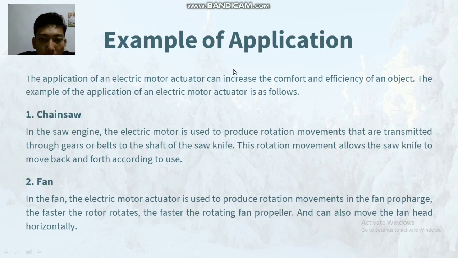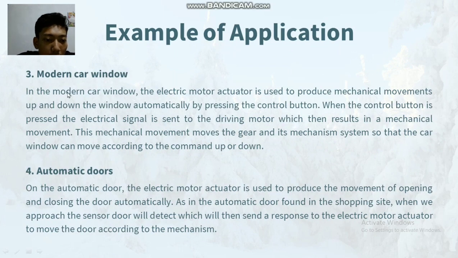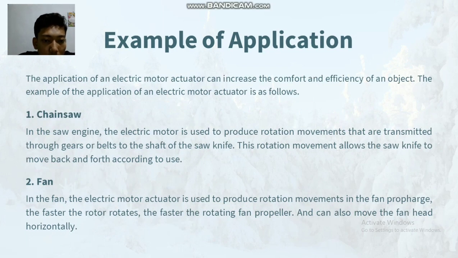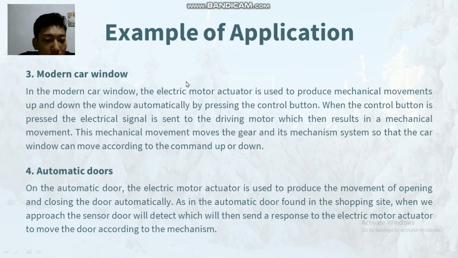And the examples of application of electric motor actuators are chainsaw and fan, modern car window, and the last one is automatic door. Okay, let's take the example of the modern car window.